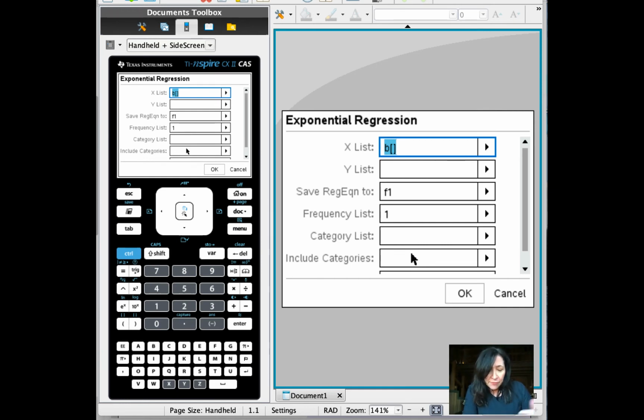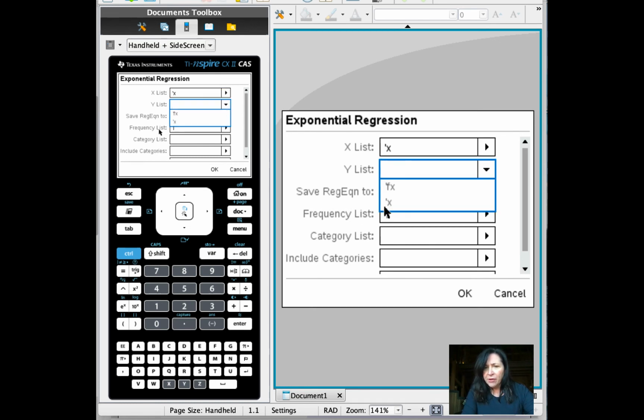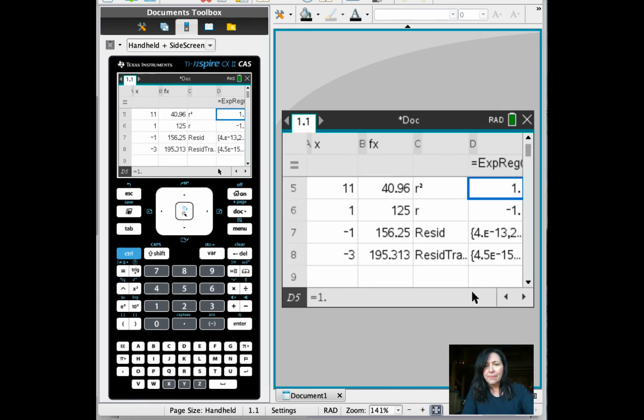And now we have to type in our values. You're always going to have something here, but what you need to do is click on here. I know that for my X values, I called it X, and for my Y values, I called it f of X. And so now that's all I have to do. I hit OK, and I'm done.